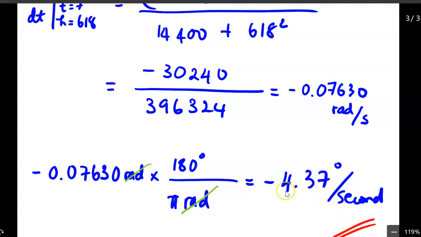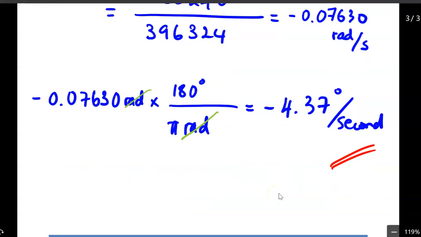Okay. So the negative here represents that your camera is moving according to the object being dropped. So the height is decreased, and therefore your angle also has to decrease. All right. Thank you.